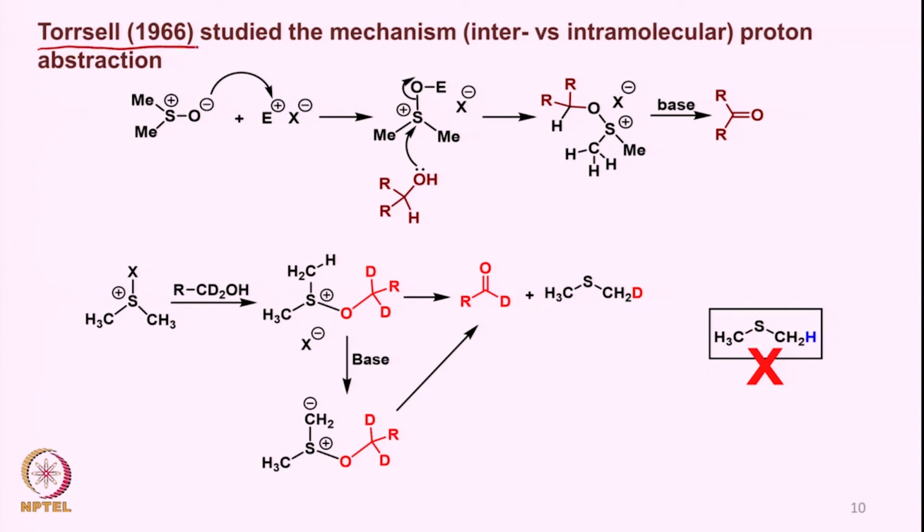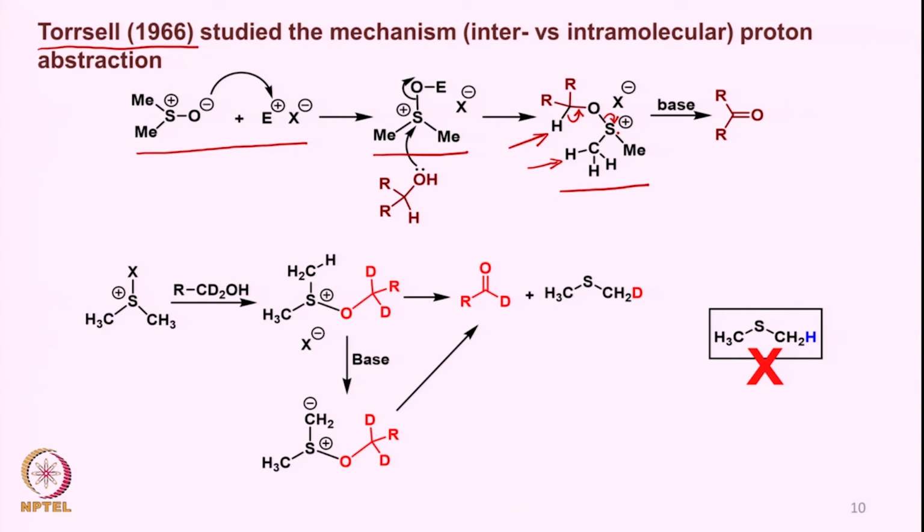What he did, of course, as we have seen in general, is that the DMSO gets activated with an electrophile, forming this intermediate, the first crucial intermediate, to which the alcohol attacks, forming this second crucial intermediate, from where either this proton can get abstracted essentially to lose dimethyl sulfide and give the ketone. But then, is there a possibility of removing this proton first? Because this carbon is next to the sulfur, which is positively charged.